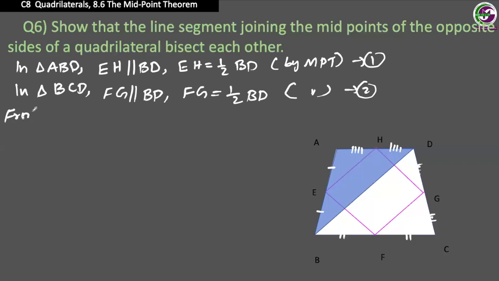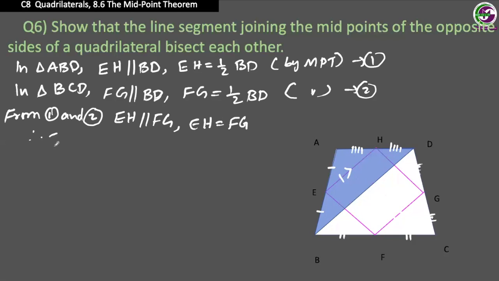So from condition 1 and 2, we can see that EH is parallel to FG and EH is equal to FG. Because the right sides are equal, we can say left sides are equal. So we found that EH and FG are parallel and they are equal. Therefore, EFGH is a parallelogram. One pair of opposite sides are equal and parallel.